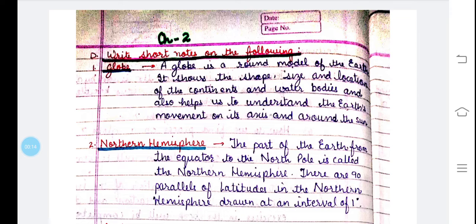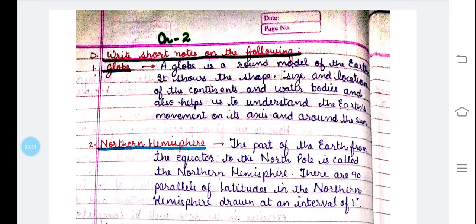First one is globe. A globe is a round model of the earth. It shows the shape, size and location of the continents and water bodies, and also helps us to understand the earth's movement on its axis and around the sun.